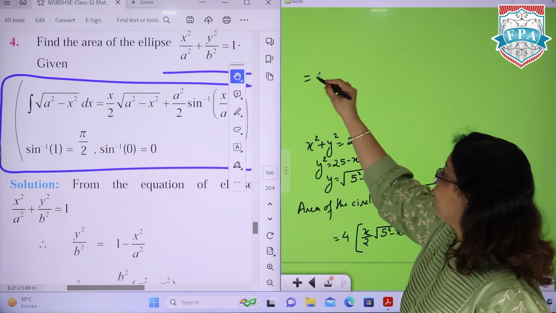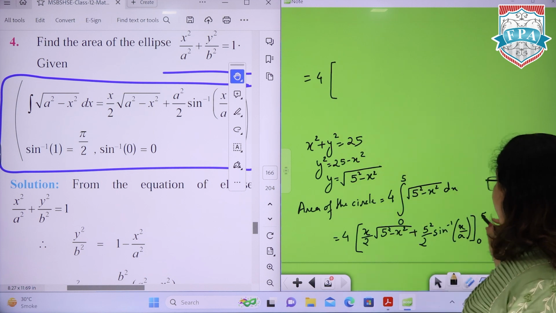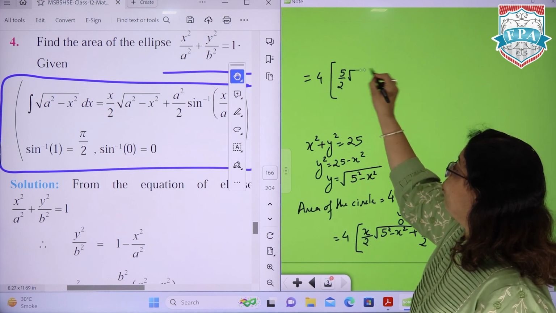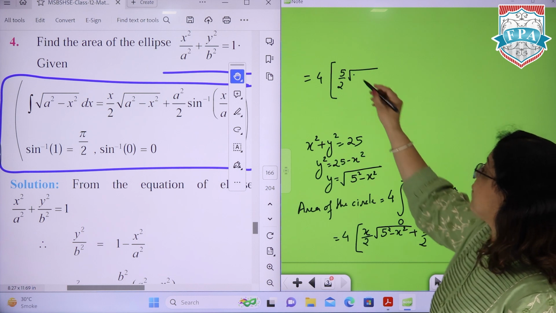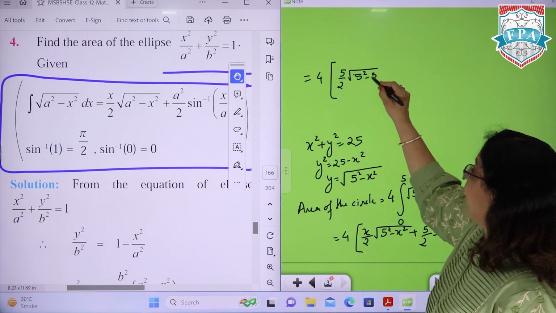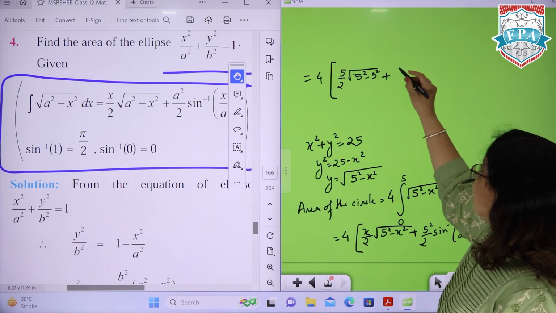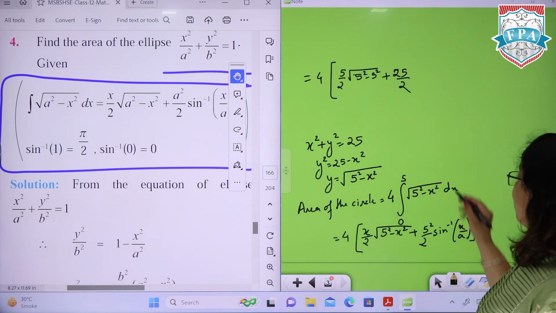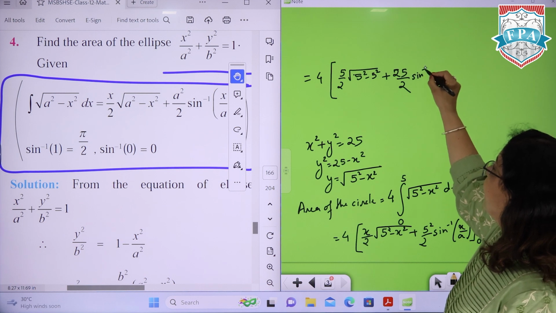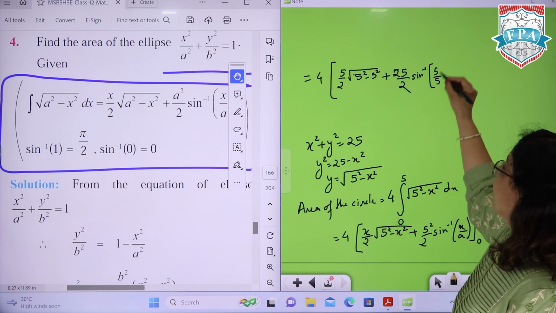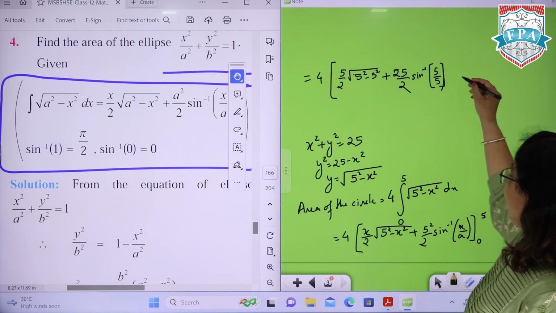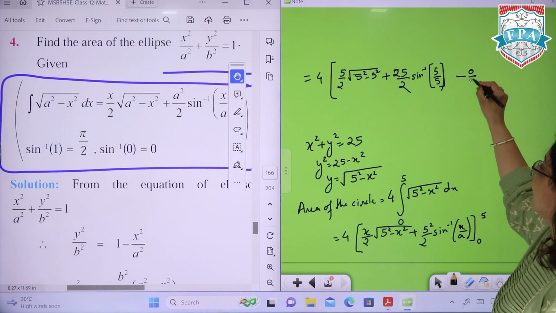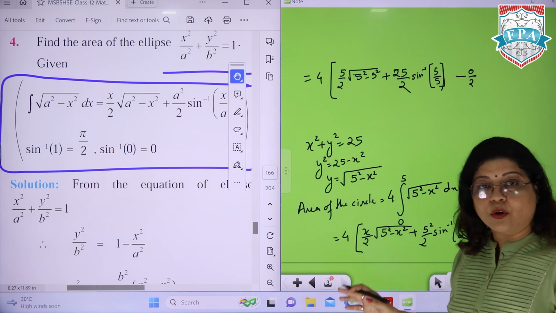So when we put this 4 x by 2, first I'm putting 5, so it is 5 by 2 under root 5 square minus 5 square, which will become 0. So this term will disappear. Plus 5 square by 2, which is 25 by 2, and then sine inverse 5 by 5. This is your first part. Then I'm putting 0 over here. So 0 by 2, this term is completely 0, no need to write any other thing over there.